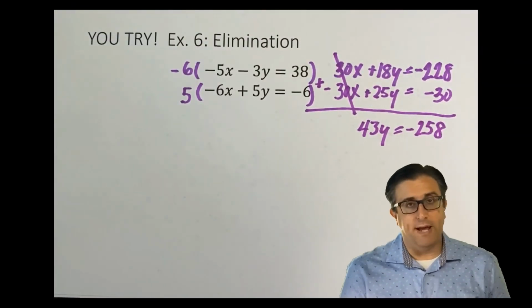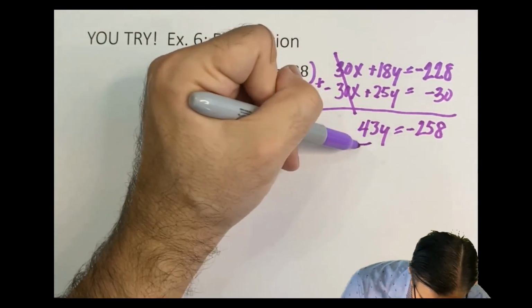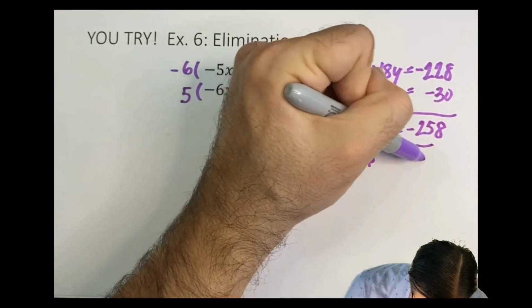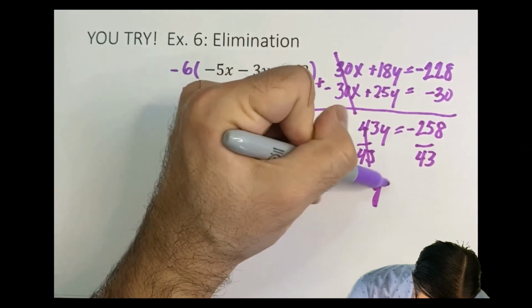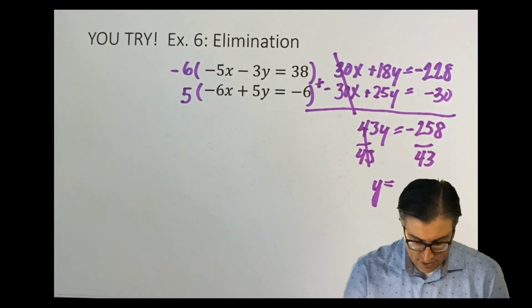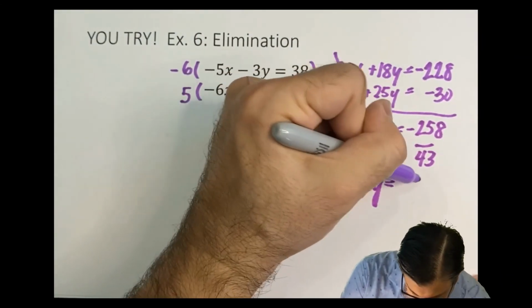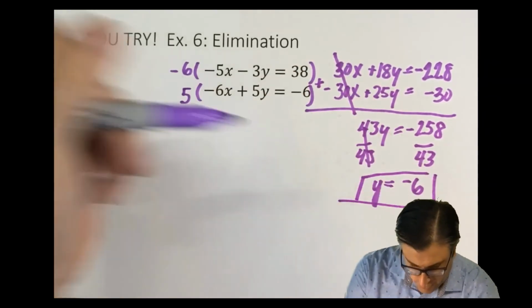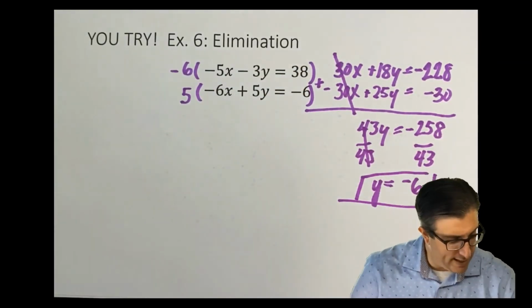I'm at a one-step equation, which I should always arrive at. Divide by 43. And they don't look like they're going to come out to be a nice number, but they actually do. Negative 258 divided by 43 is negative 6. So my y is negative 6.